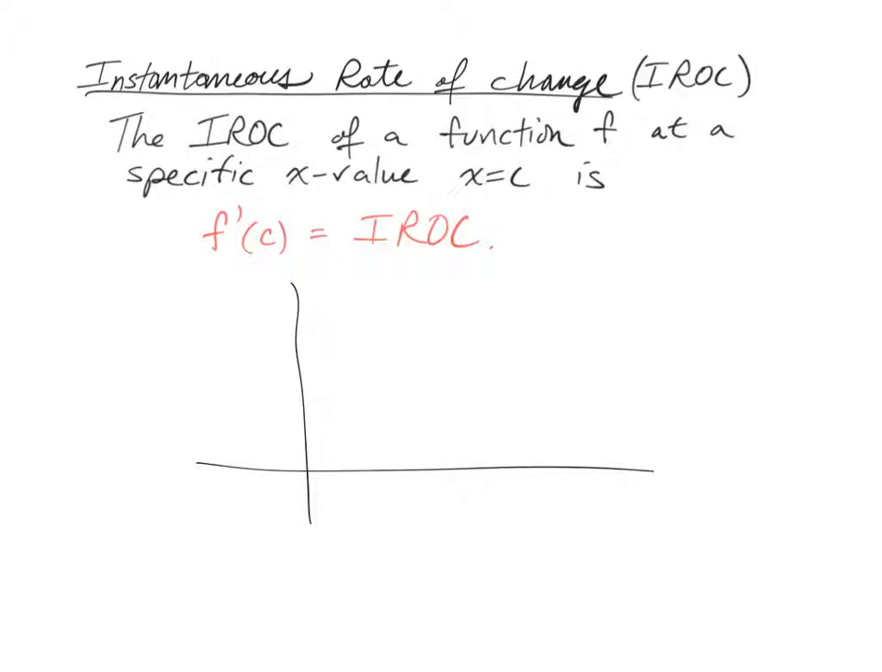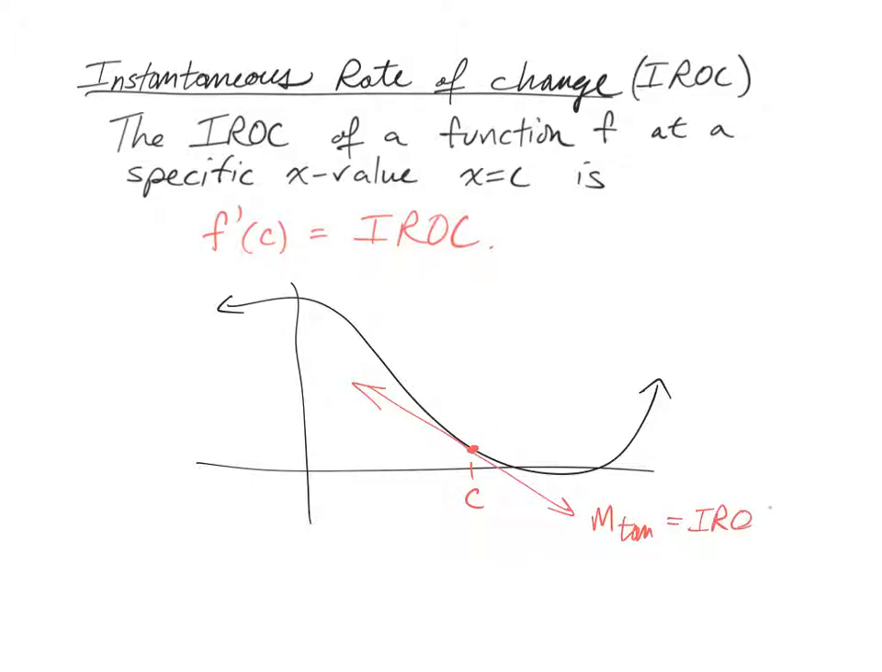If you have some sort of function here, going left to right, of course, and you pick a point, just one point, maybe right there, at c, and you draw in your tangent line, like this, the slope of the tangent line equals the instantaneous rate of change. So what do we do with these two things? We need the average rate of change and the instantaneous rate of change to help understand what the mean value theorem tells us.